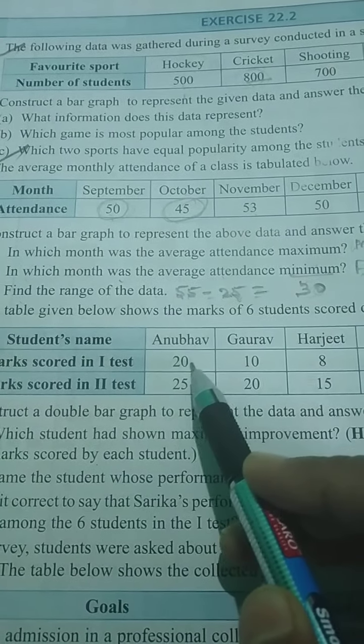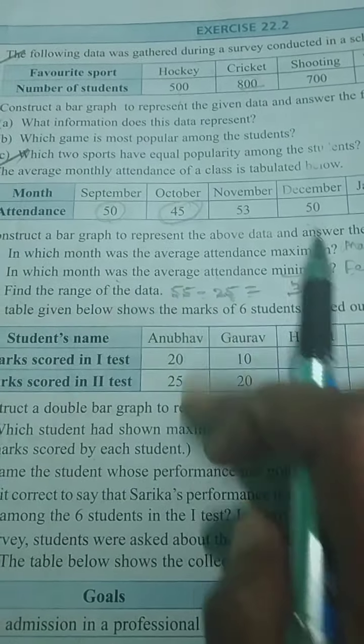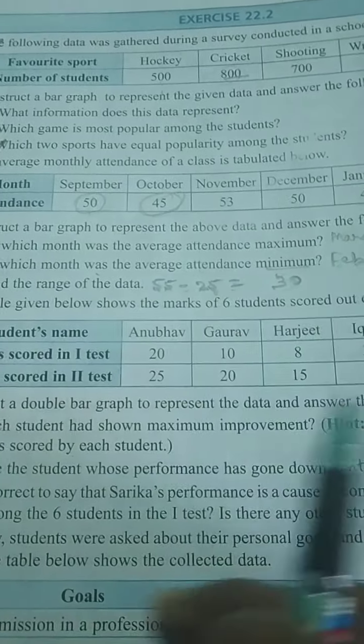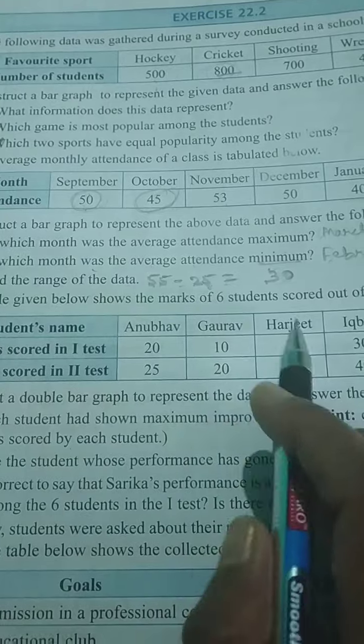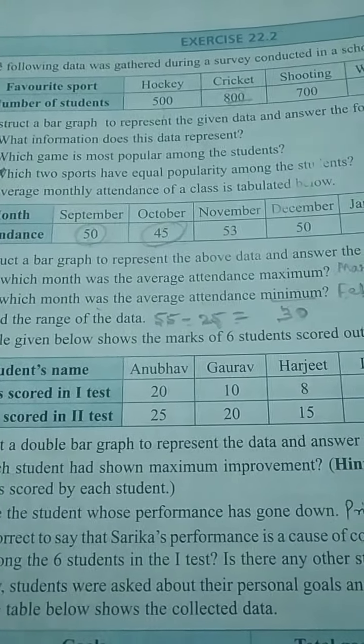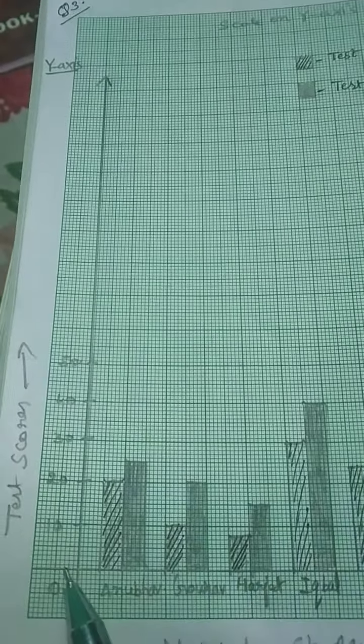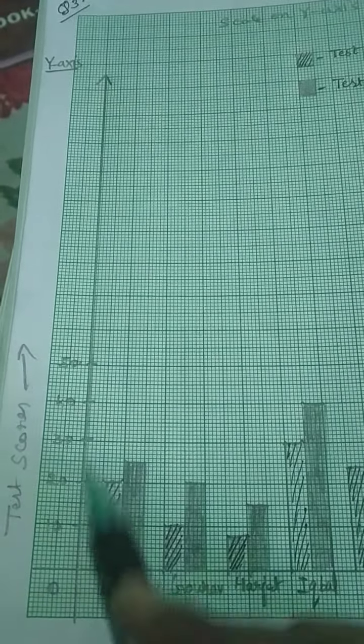For the first test there will be a separate bar, and for the second test there will be a bar just beside it, one bar for each student. So how can we do it? Look here. First of all, we will make the y-axis and then the x-axis, two perpendicular lines, and after that we have to do the scaling.